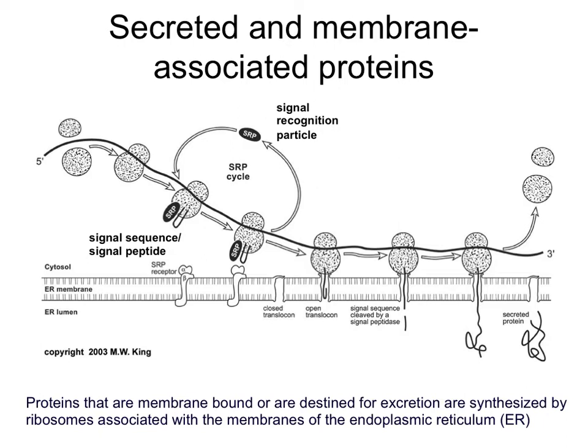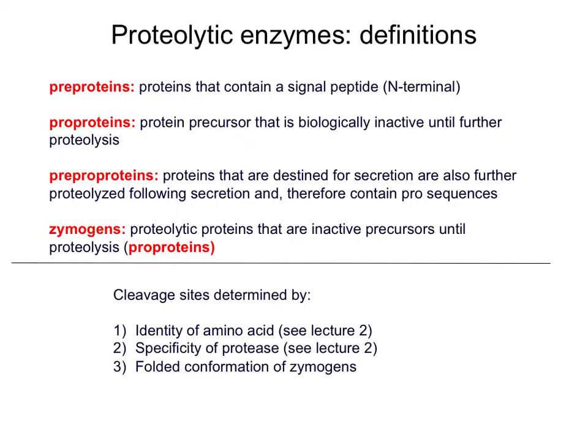The important part of this is the signal peptide, which is usually 13 to 36 predominantly hydrophobic residues that recognize the SRP receptor. Proteins that contain this signal before it's cleaved are called preproteins, and we'll talk about definitions on the next slide. So there are proteolytic enzyme definitions. Preproteins are proteins that contain that signal peptide in the N-terminus. Proproteins are protein precursors that are biologically inactive until further proteolysis.